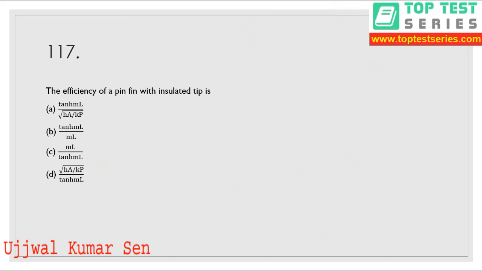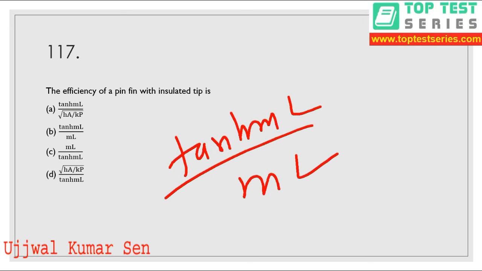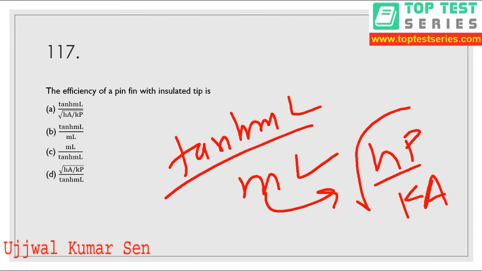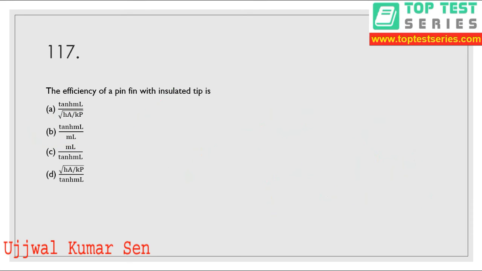Question number 117. The efficiency of a pin fin with insulated tip. So it is a formula based question. The formula is tanh(mL) by mL. What is L? Basically length, and m is the slope. Slope m is equal to root under hP by kA. How to remember? hP means Himachal Pradesh, kA means Karnataka. m is equal to root under hP by kA. This is also an important formula. Therefore the answer for this question is option B.